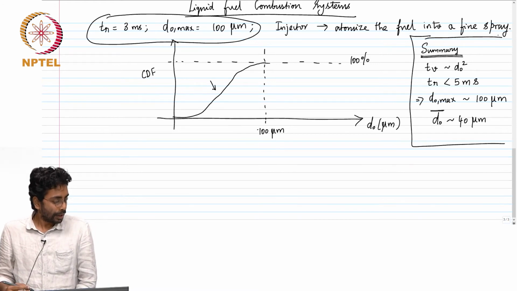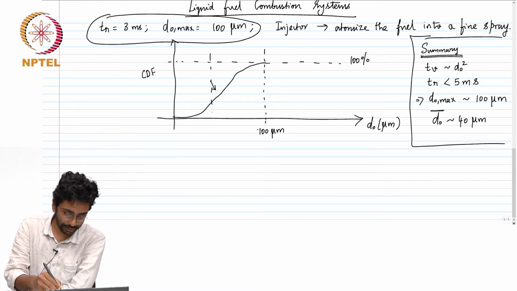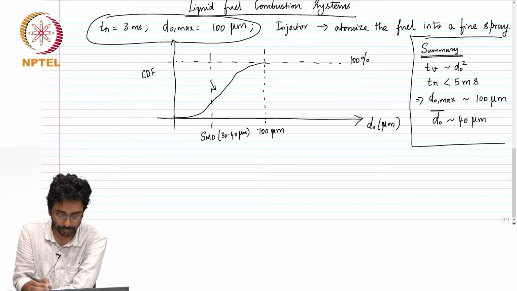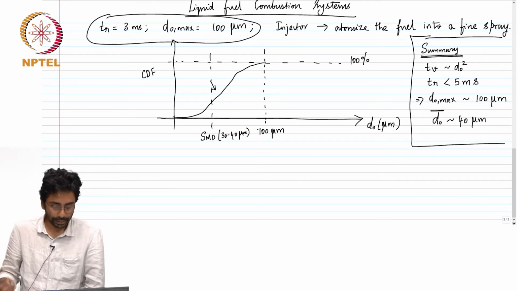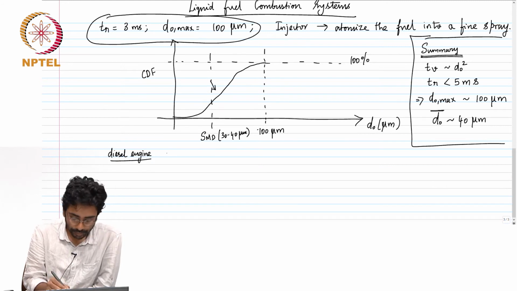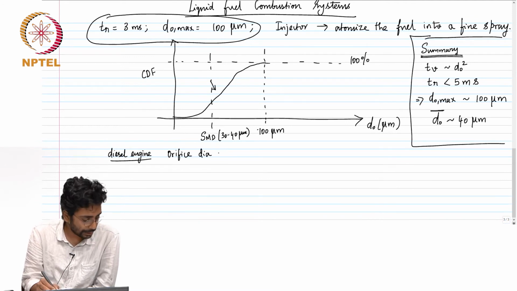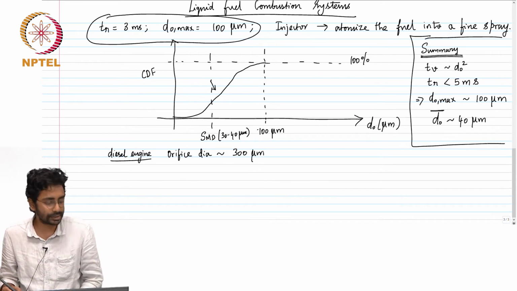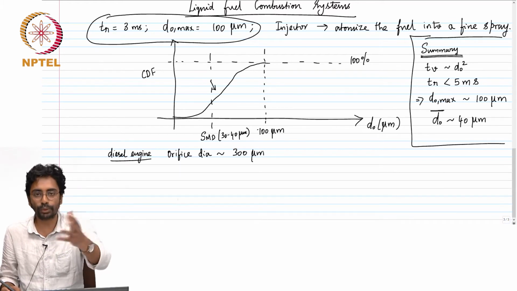Okay, so 40 micron will fall somewhere here, or what is called the Sauter mean diameter, 30 to 40 micron. Okay, you can take, for example, a diesel engine. The injector, the diesel injection orifice diameter itself is about 300 micron. Very high pressure sprays, thousands of bars. Common rail diesel injection systems work at 1000, 2000 bars.